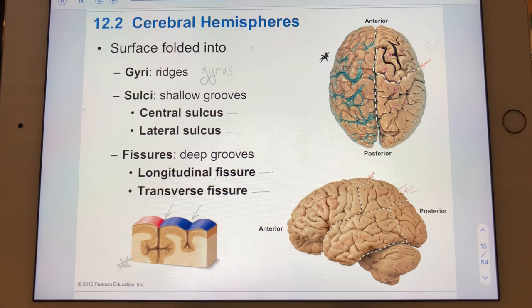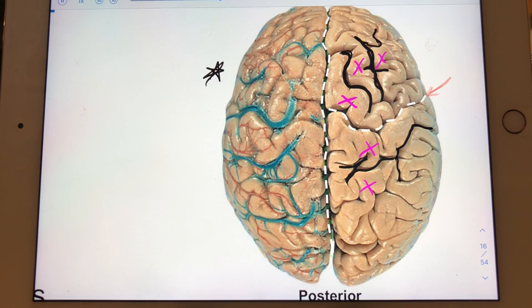Actually, I shouldn't spend that, since you're gonna need to look at it later. Oh yeah, look at all these crevices and grooves, okay? Whereas, I'm changing colors. This is a ridge coming out toward me. Here's a ridge. Here's a ridge. Here's a ridge. Okay? The ridges are called gyri, or each one is a gyrus.